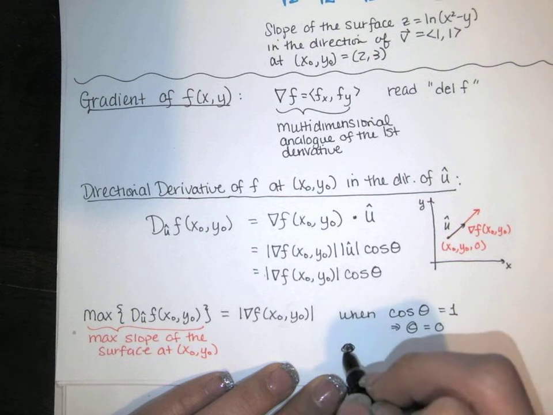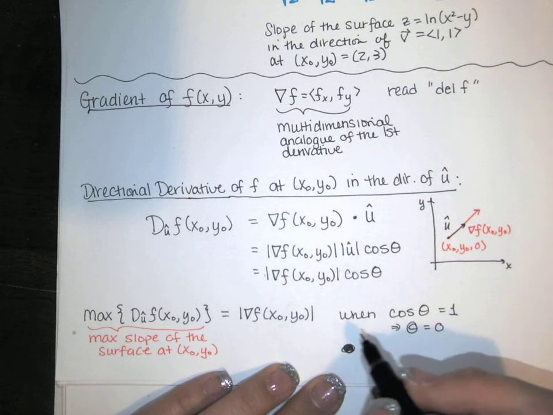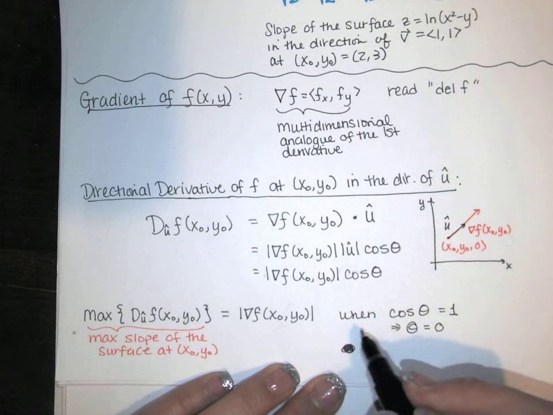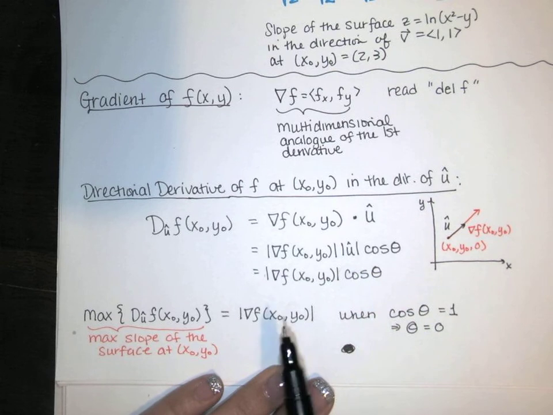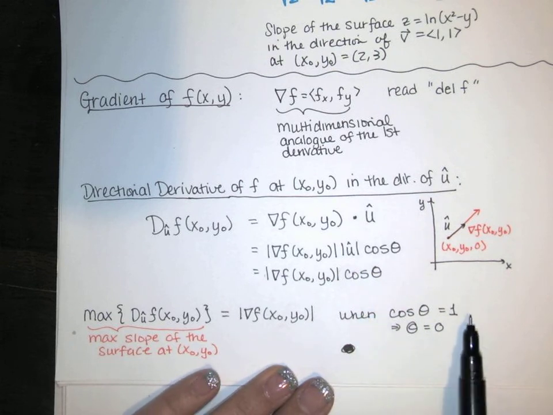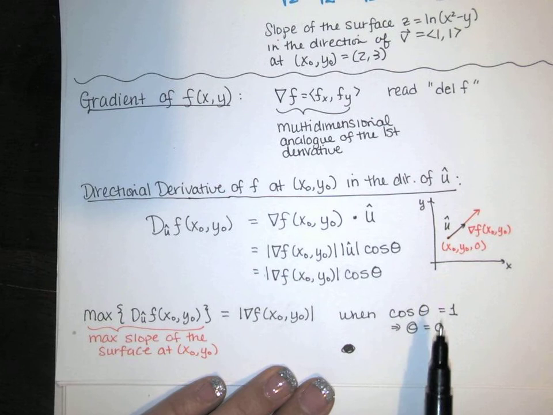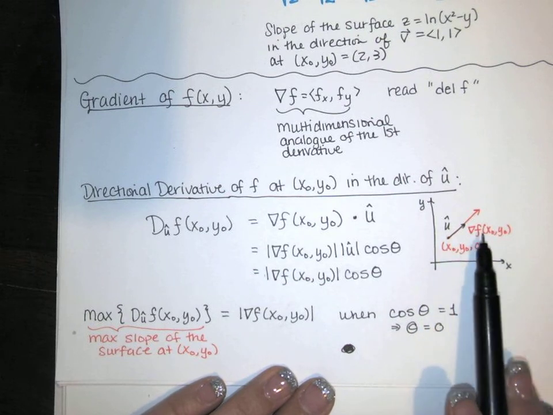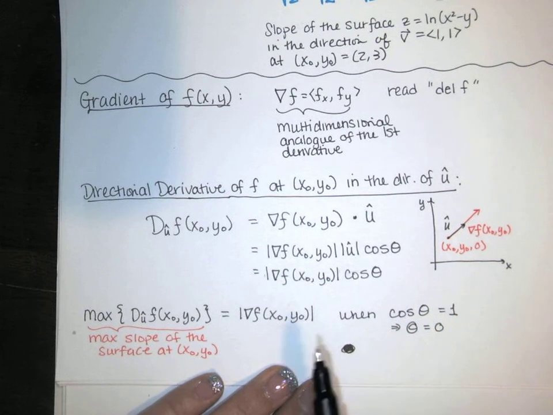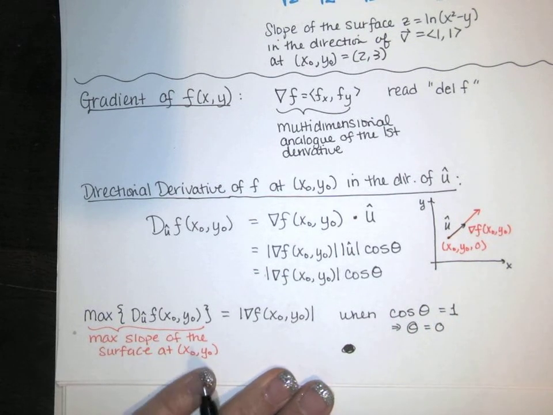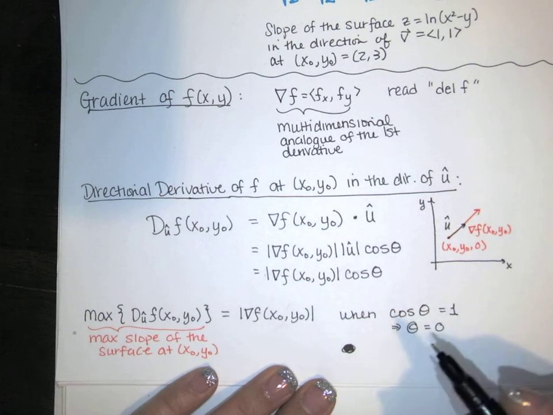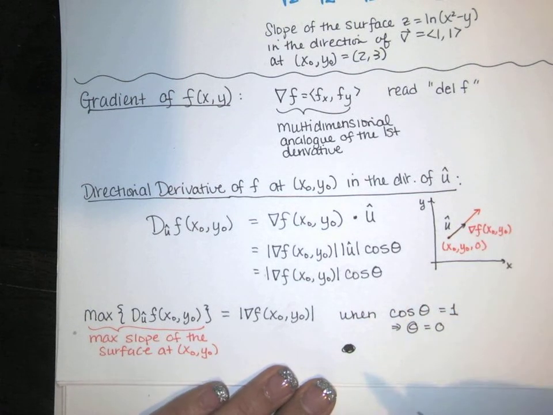And that means the magnitude of the gradient, and that happens when cosine of theta equals 1, and that happens when theta equals 0, and that means that u hat and the gradient are in the same direction. So the direction that you go to maximize the slope is in the direction of the gradient.